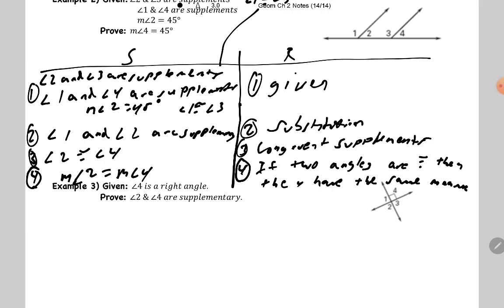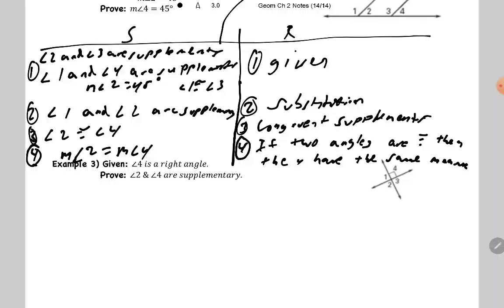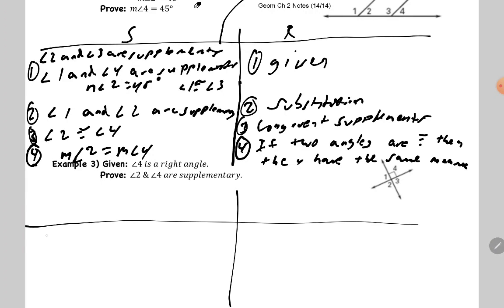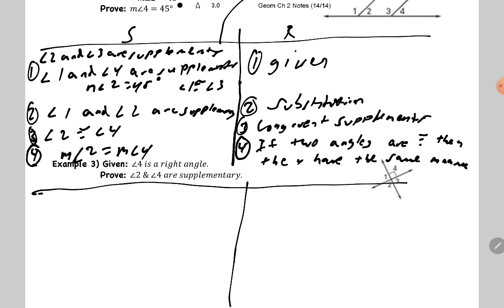All right, example 3. Given angle 4 is a right angle, prove angle 2 and angle 4 are supplementary. Okay. Here we go. Statement is in. Let's give myself more space. All right. So 1. Angle 4 is a right angle. Given.